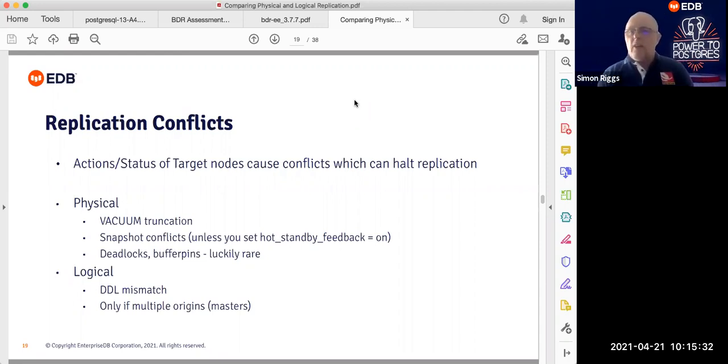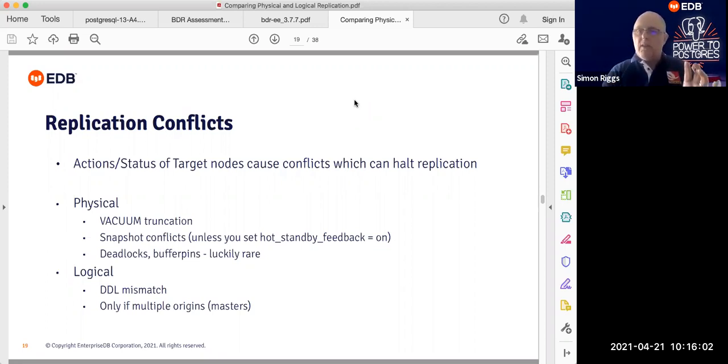So when a vacuum command truncates files on the origin node, that can affect things on the standby, because it can introduce access exclusive locks which prevent selects from working. You can get something called a snapshot conflict. Now, it's possible to avoid a snapshot conflict by turning hot_standby_feedback on, but that gives a different problem that I'll mention on the next slide.